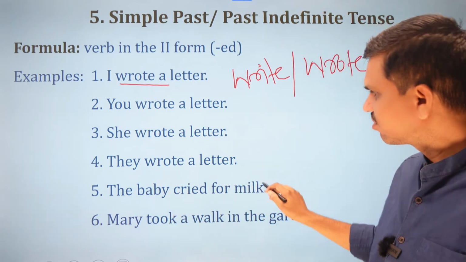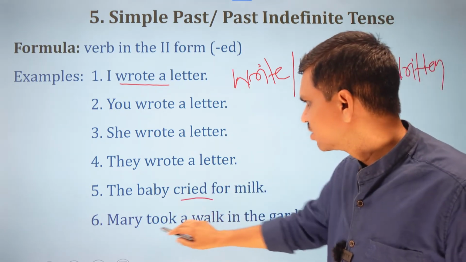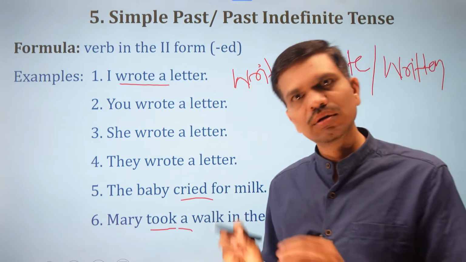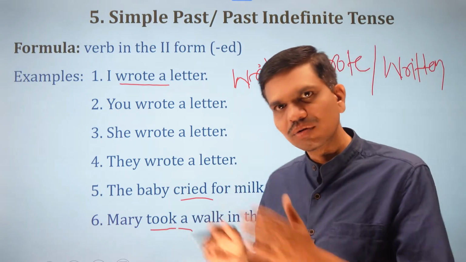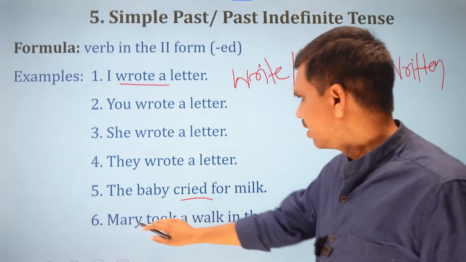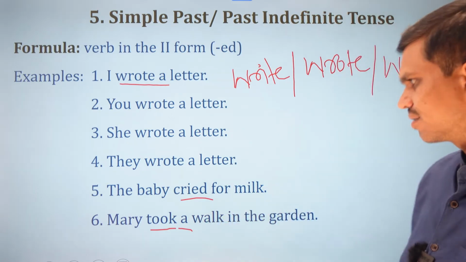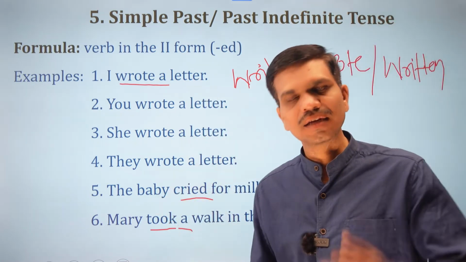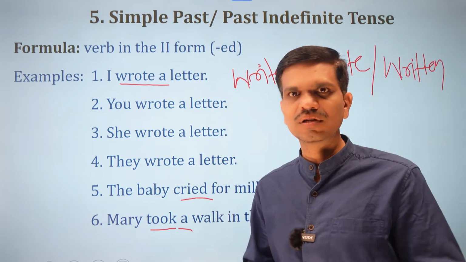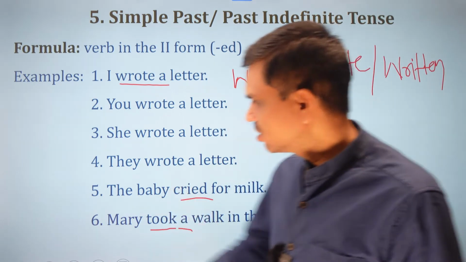The baby cried for milk. Second form. Mary took: take, took, taken. Irregular verb. Again, Mary took a walk in the garden. So these are the examples. Again, based on these examples you can form all the sentence types. Let's see the next tense.